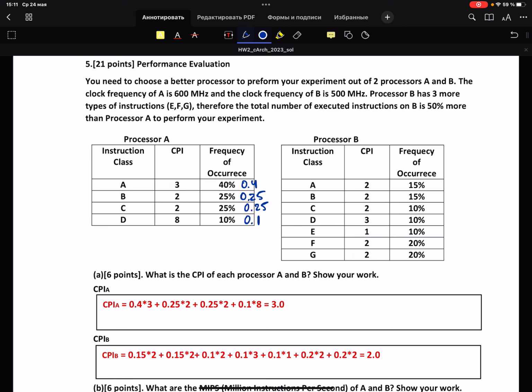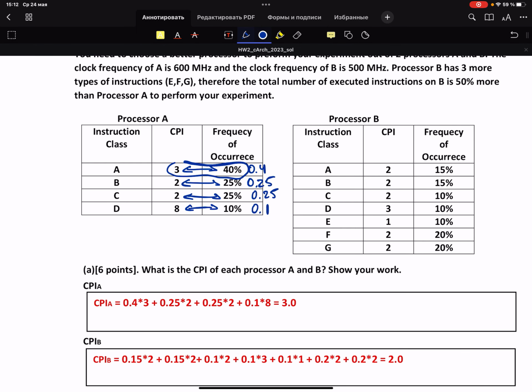And then you just multiply these two columns, value and frequency, and then you add the result of each multiplication. For example, as you can see, this is nothing but this one, right? This is the first row, this is the multiplication of the second row, third, and fourth. 8, this is 8, and 0.1, simple, right? You get the value of SPI.